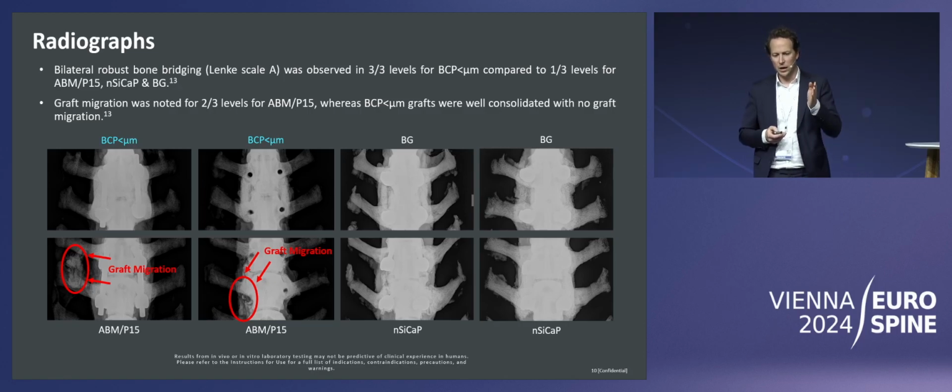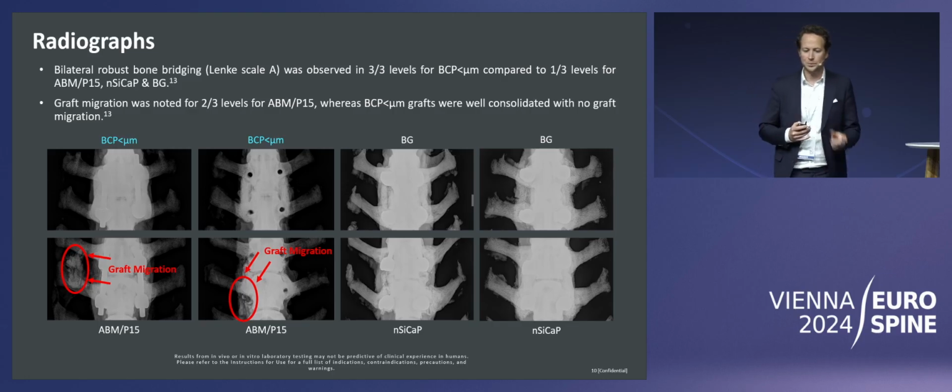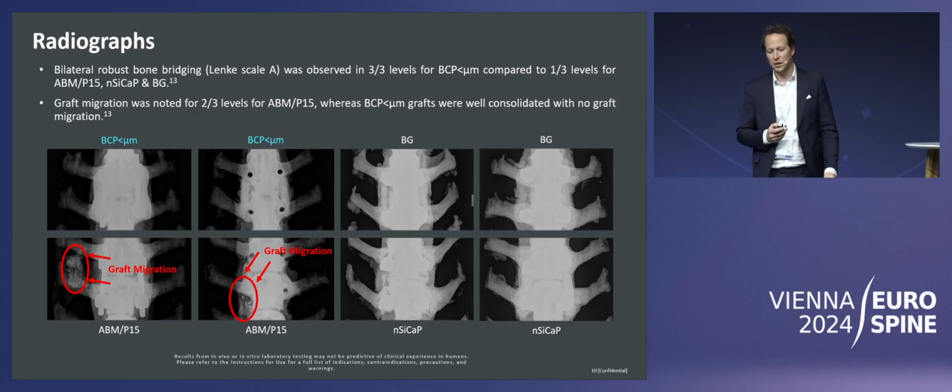Here we see radiographs from the implantation. So we see the BCP, the bioglass, the peptide-based bone graft, and the silicated calcium phosphate. We can see the graft material between the transversal processes. What is notable here is that in the peptide putty group we see a lot of migration of the graft away from the implantation site.